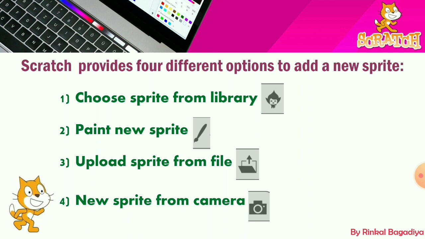This option allows us to use our own computer library, and if we have available some pictures in our computer memory, then we can upload in the Scratch program and use that as a sprite. Number 4 is new sprite from camera. This option allows us to take pictures using web camera, and that picture we can use as a sprite in our Scratch project. So this we can say that live sprite. Okay, so this way these 4 options are used to add new sprite in our Scratch project.